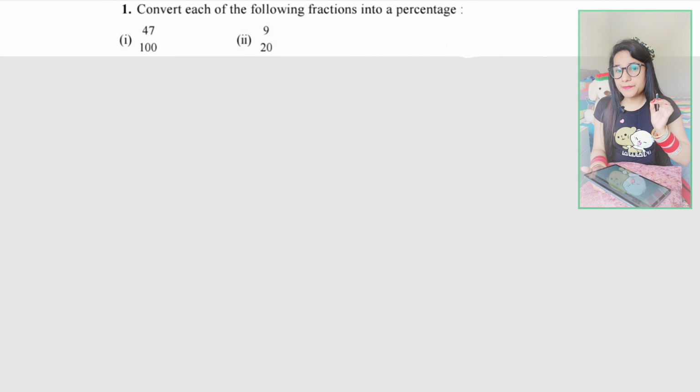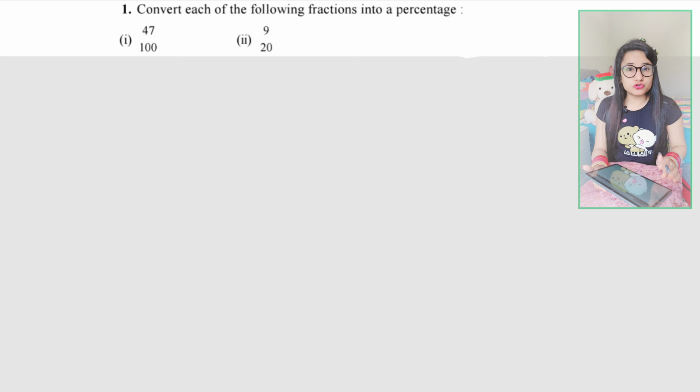Whenever you see a percentage sign in a question, it always means divide the number by 100, as percentage itself is 1 upon 100. Now here in this question you can't see any percentage sign. So basically you have to multiply the given fraction by 100. If ever you get a fraction and you need to convert it into a percentage, always multiply it by 100.